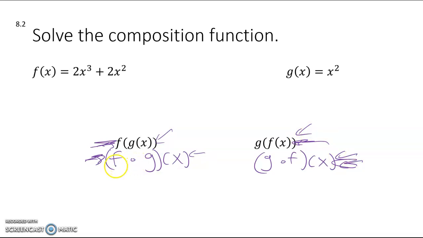Don't go thinking that I have to do f times g of x. It's the same thing. If I see f circle g, I call it the little fog, or this one gof, because it literally looks like GOF or FOG. If you see this notation, we're still basically plugging in the equations.